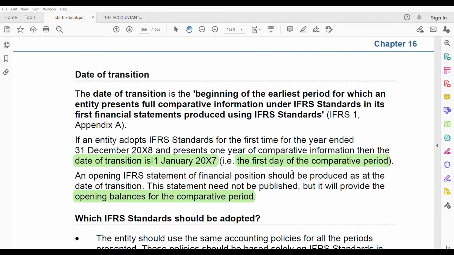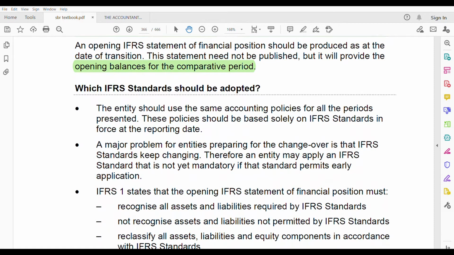Now, the question comes, which IFRS standards should be adopted? The entity should use the same accounting policies for all the periods presented. This policy should be based solely on IFRS standards in force at the reporting date.